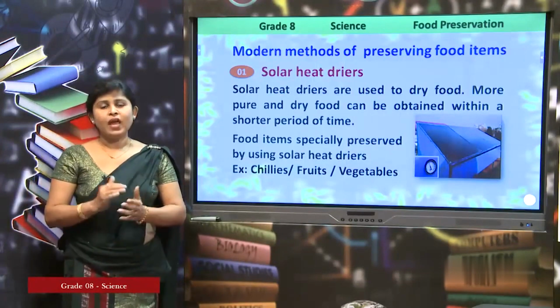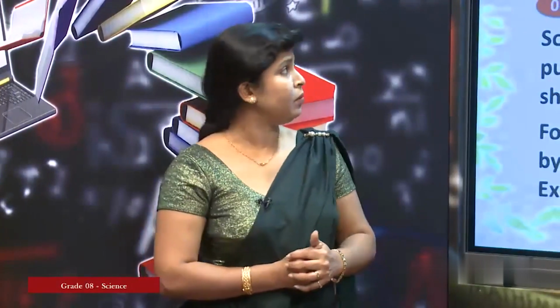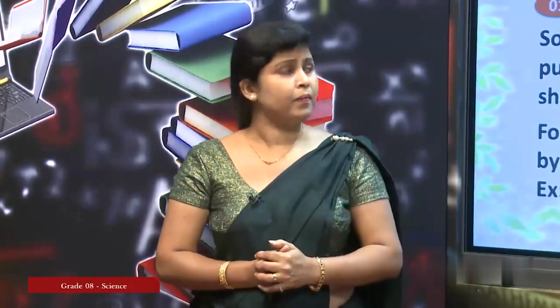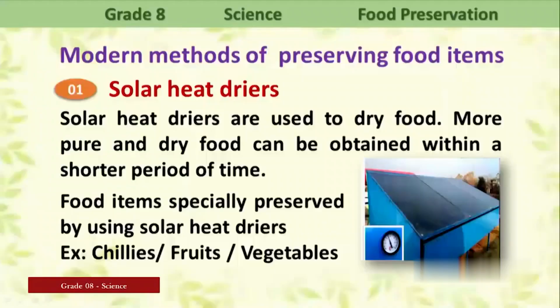Right. Now, we have already discussed all the methods of traditional food preservation. Now we are going to talk about modern methods of preserving food items. First one is solar heat dryers. I think you can see a picture of a solar heat dryer. Solar heat dryers are used to dry food. More pure and dry food can be obtained within a shorter period of time. Food items specially preserved by solar heat dryers are chilies, fruits and vegetables.